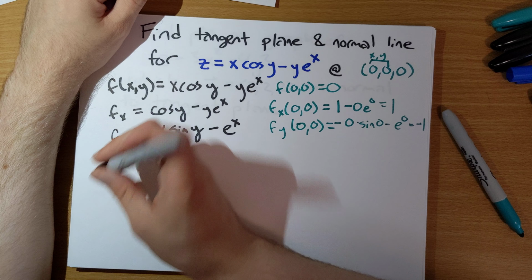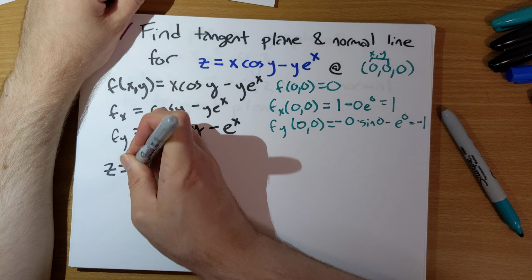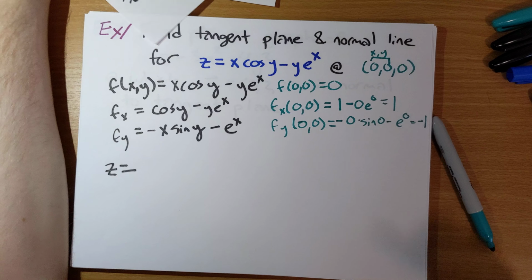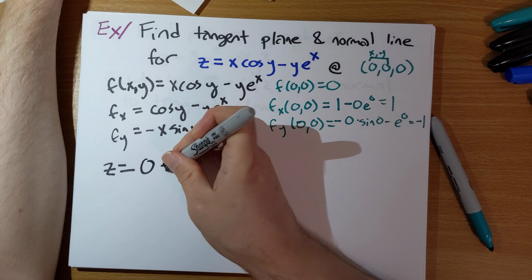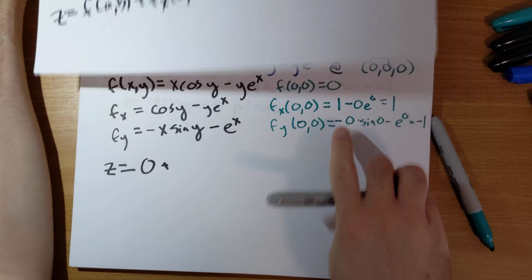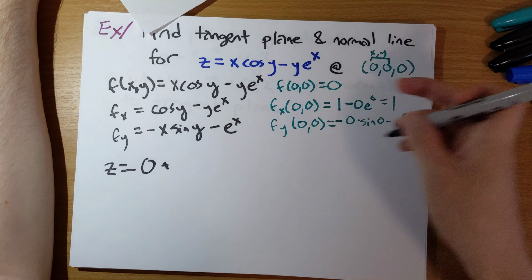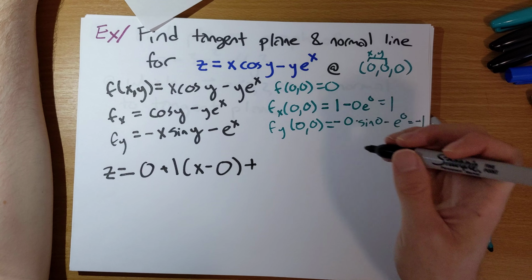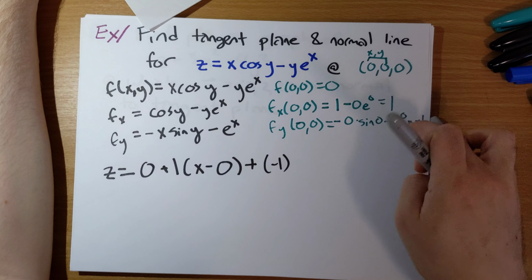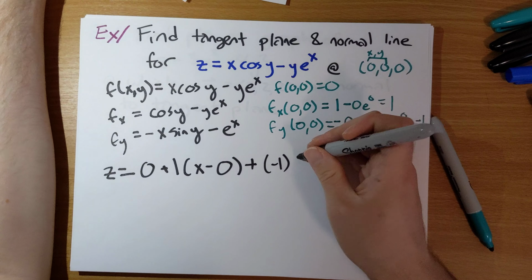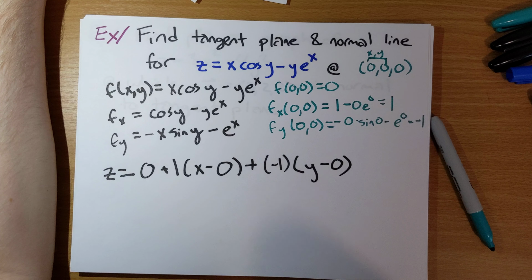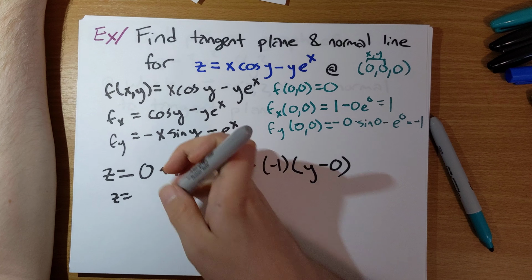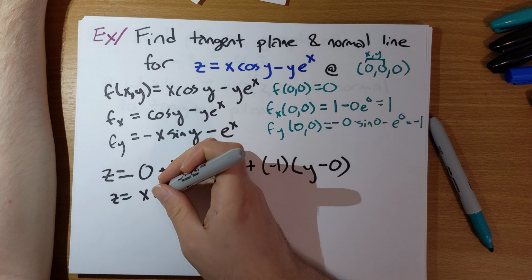So this is going to be z is equal to, using this from the last slide, f of a, b, f of 0, 0 is 0, plus the x partial derivative. The x partial derivative here is 1 times x minus 0, plus the y partial derivative is negative 1, and we're doing this times y minus b, which is 0. z is equal to 0 plus 1 times x minus 1 times y.